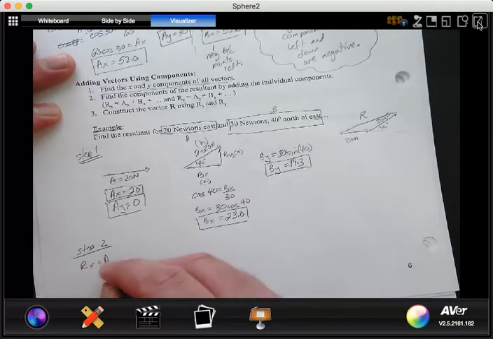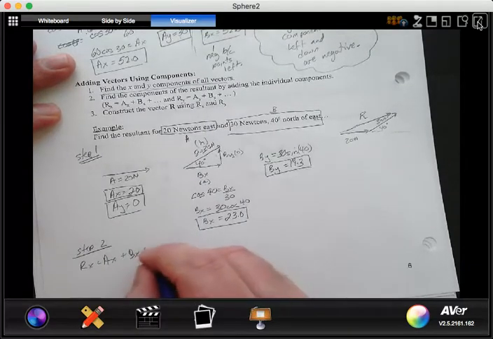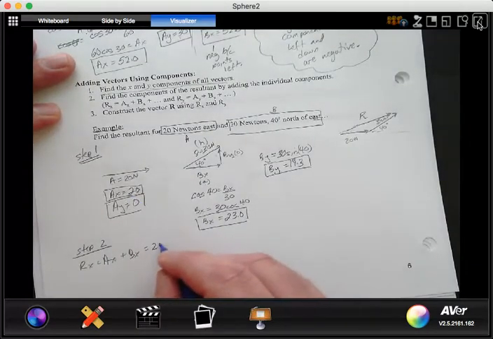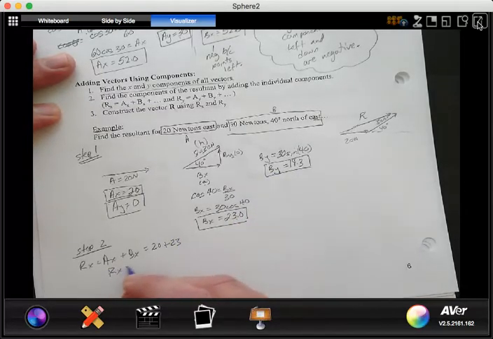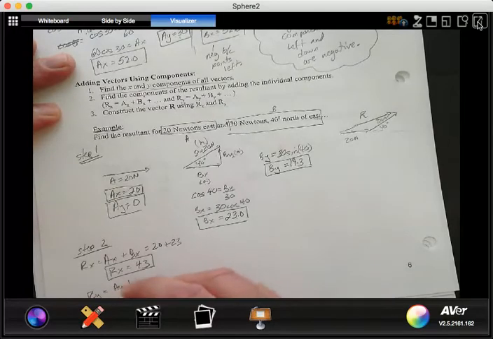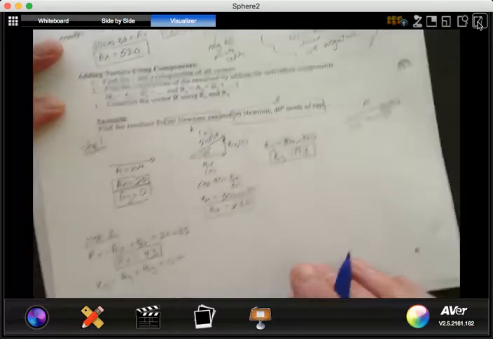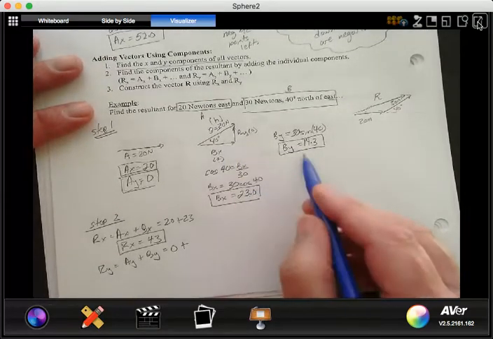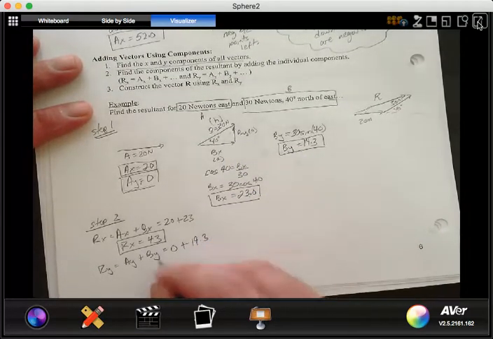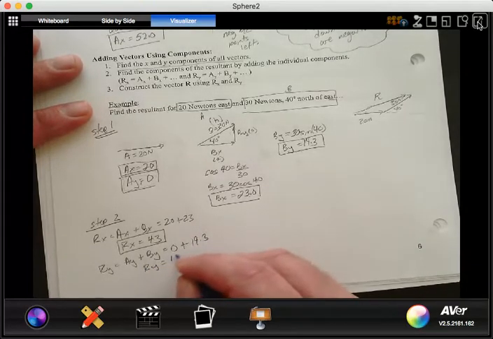Rx is equal to AX plus BX. And if we had a third one, we could say plus CX and so on. AX is 20. BX is 23. So my Rx is 43. My Ry is AY plus BY. AY is 0. And BY is, where is it, 19.3. So then Ry is going to equal 19.3.